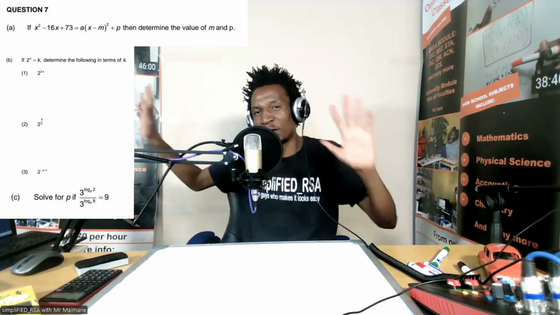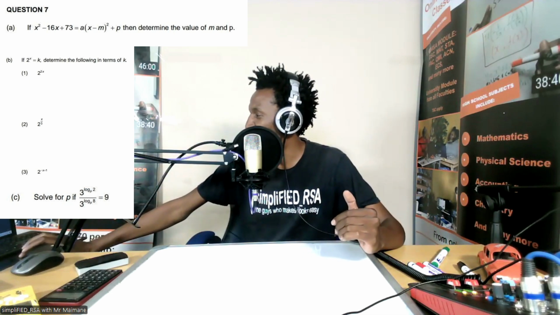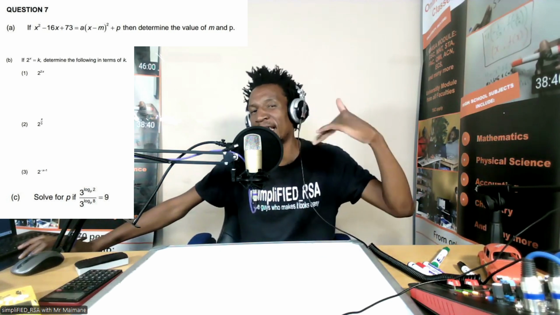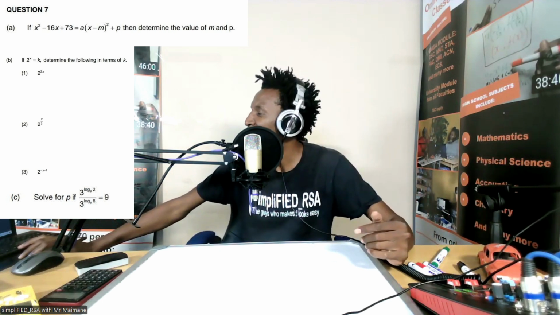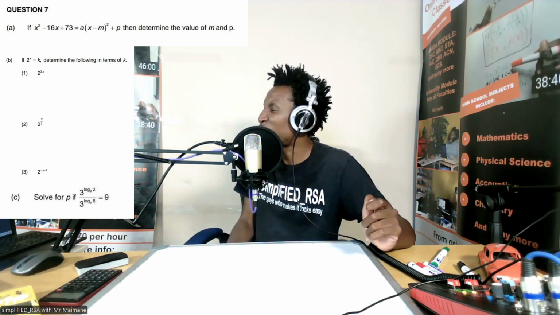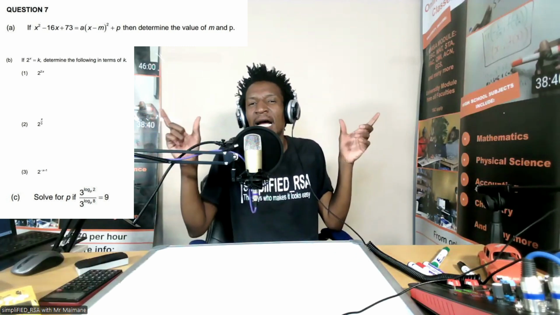We are looking at question 7. I'm just going to scatter the question everywhere because the way it was arranged, it was a bit long there. So looking at question 7, we're going to start as it is. We're going to do number A, B, and C in that order. So number A, we are given that if x squared minus 16x plus 73 is equal to a into x minus m squared plus p, then we have to determine the values of a, m, and p.